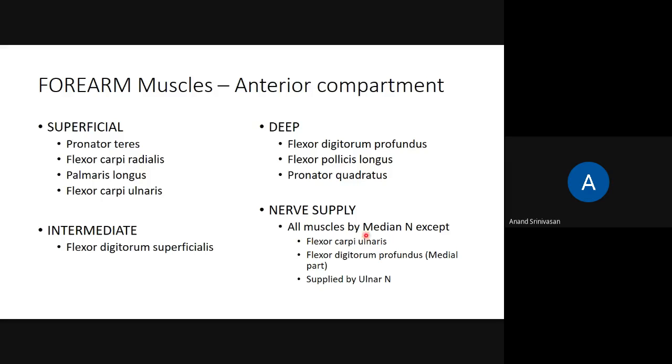Now all the anterior compartment muscles are supplied by the median nerve, except the flexor carpi ulnaris and the medial part of flexor digitorum profundus. These two muscles, since they are present on the medial side, receive their nerve supply from the ulnar nerve. So now you know the importance of the median nerve.